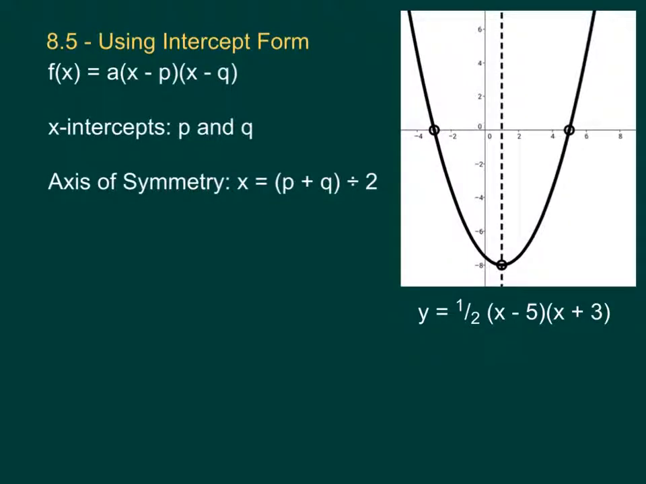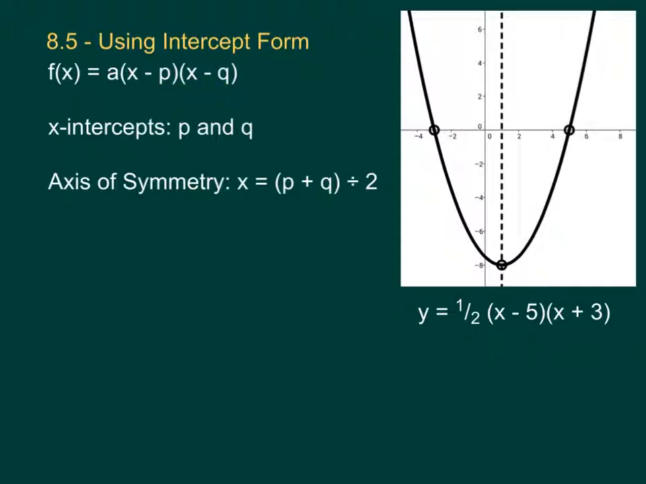Section 8.5, Using Intercept Form. What we're going to look at today is a different format for the equation of a parabola, or a quadratic equation. In the past, we've looked at standard form, which is f of x equals ax squared plus bx plus c. We've looked at vertex form, which is f of x equals a times x minus h squared plus k. And today we're going to be looking at intercept form, which is f of x equals a times x minus p times x minus q.